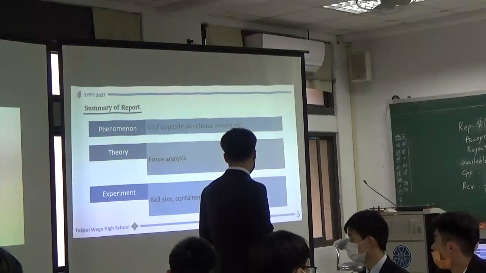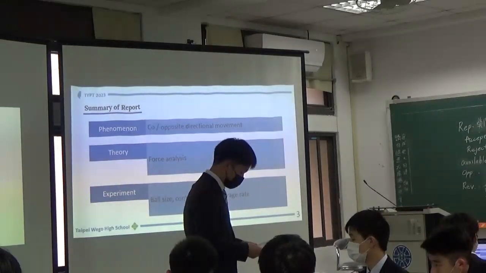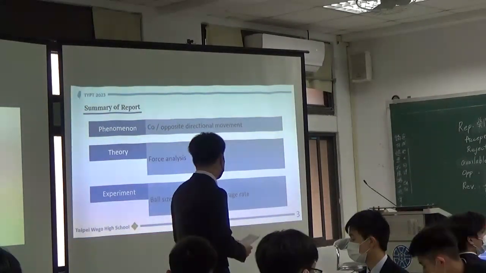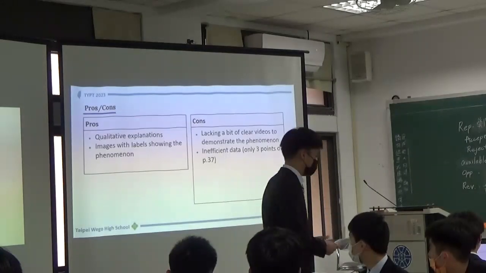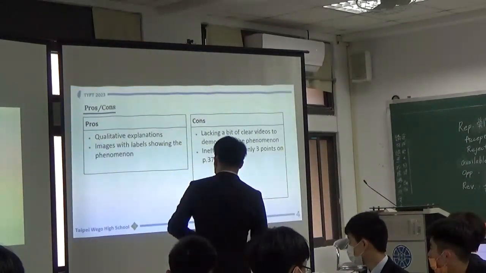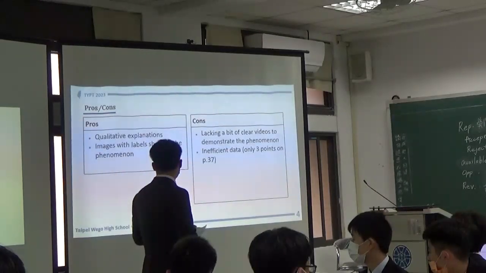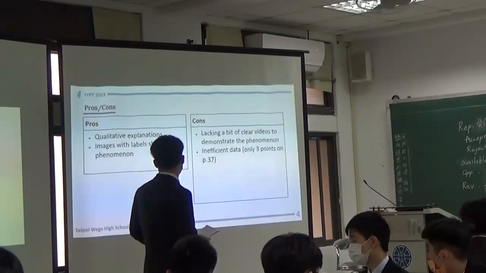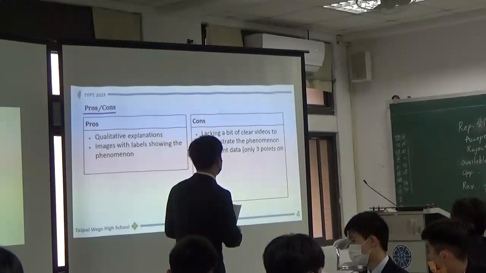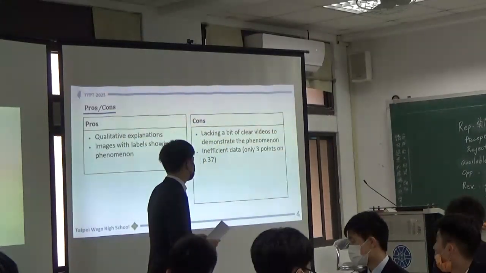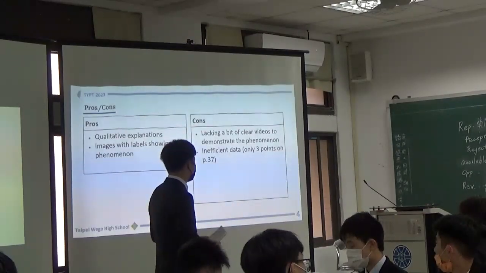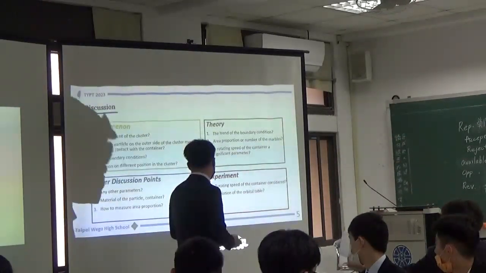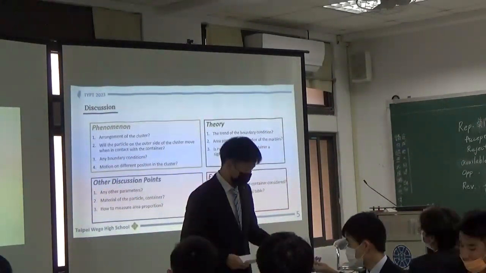As for the experiment, here are some parameters that the reporter investigated. The first ones are ball size, container size, and the coverage rate of the marbles. And here are some pros and cons for the reporter. As pros, the reporter has qualitative explanations and images with labels showing the phenomenon. As cons, he is lacking clear videos to demonstrate the phenomenon and sufficient data. Here are some discussions I would like to have with the reporter, and now I would like to invite the reporter to get on stage.